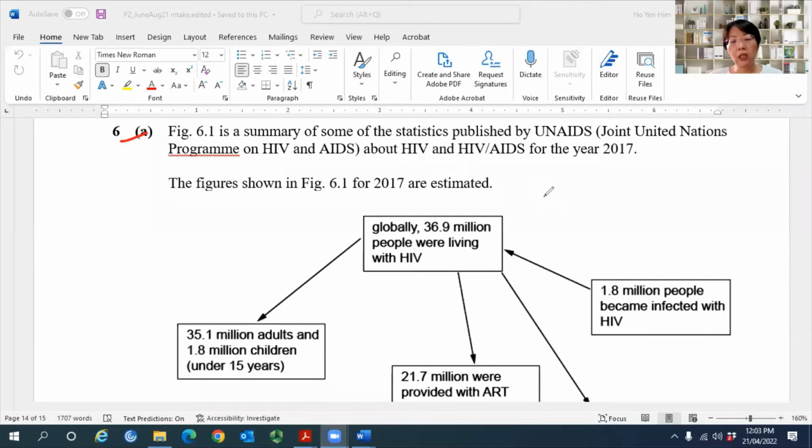So this question is more of a higher order thinking question where you need to apply the basics that you have learned in relation to the information that's given in the question. Figure 6.1 is a summary of some of the statistics published by UNAIDS about HIV. The virus is HIV, okay, the pathogen is HIV, and HIV/AIDS are the collection of diseases that will occur to the person after being infected by HIV, okay?